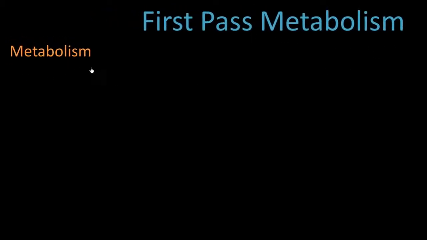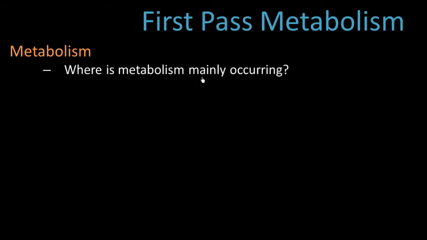So first, metabolism. Where is metabolism occurring? That's the first question we want to make sure we are comfortable with. And hopefully you are saying that metabolism occurs in the liver. Very nice. Now, where in the liver is metabolism occurring? Well, it's in the hepatocytes, but specifically, it is in the smooth endoplasmic reticulum. That is a part of the cells.